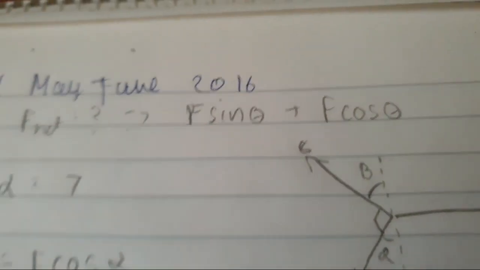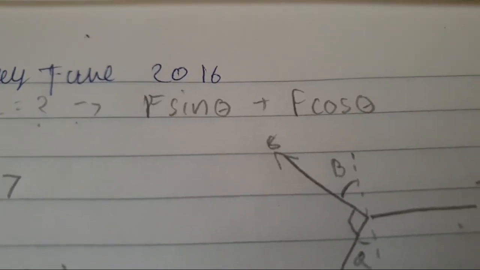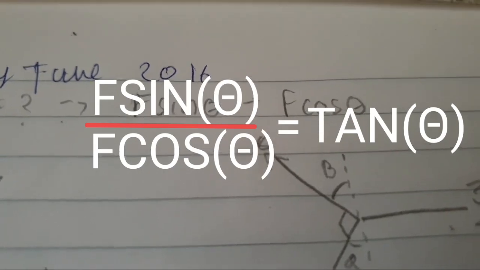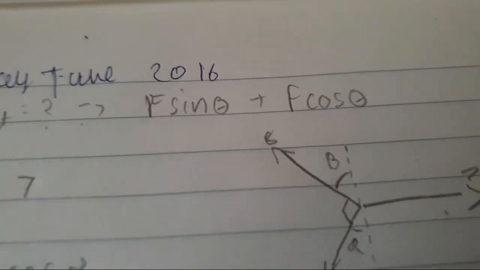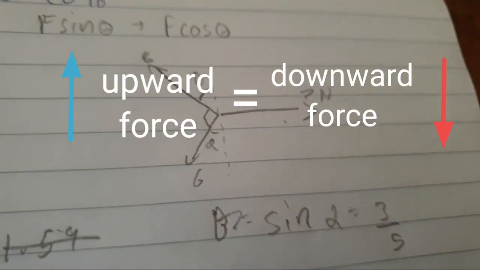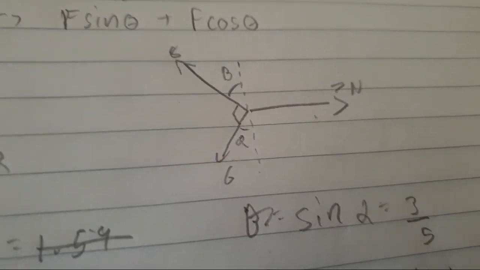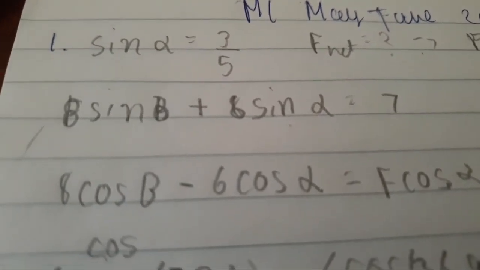It should be, if I really thought about it, F sine theta divided by F cos theta, but even that is wrong, and I'll get to that now. So looking at the diagram, I took the idea that upward force equals downward force, and rightward force is equal to leftward force, and I applied that idea right here by taking 8 sine b.